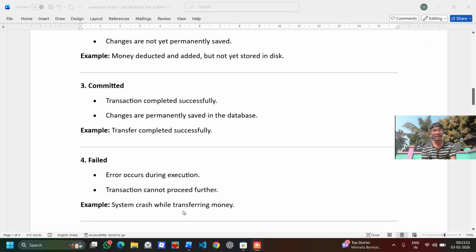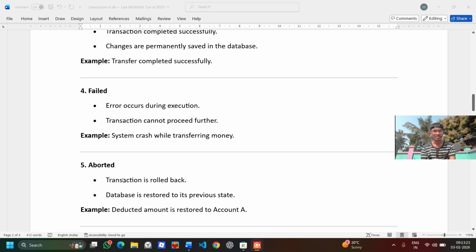Committed. Committed basically does the same thing as partially committed, but it saves the changes permanently in the database. Then comes the failed state. If there is a hardware failure, software failure, or error during execution, that is called the failed state. In this state, the transaction cannot proceed further.